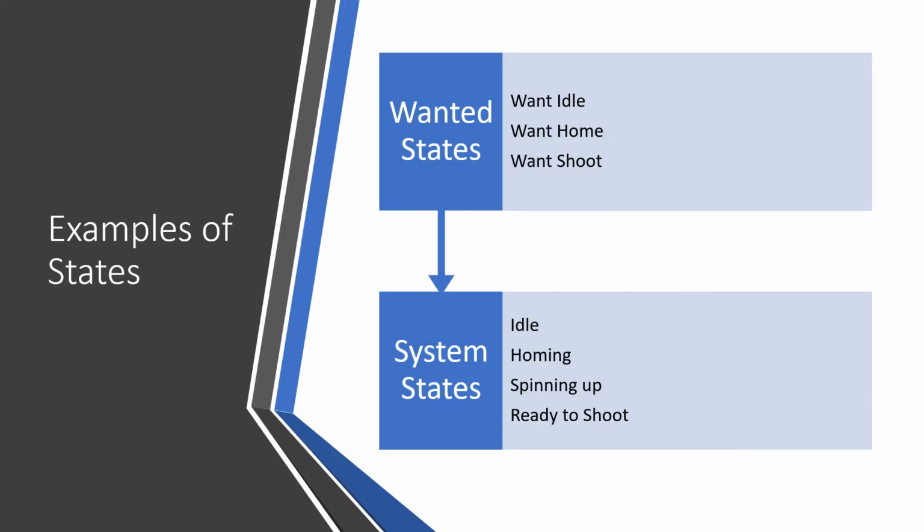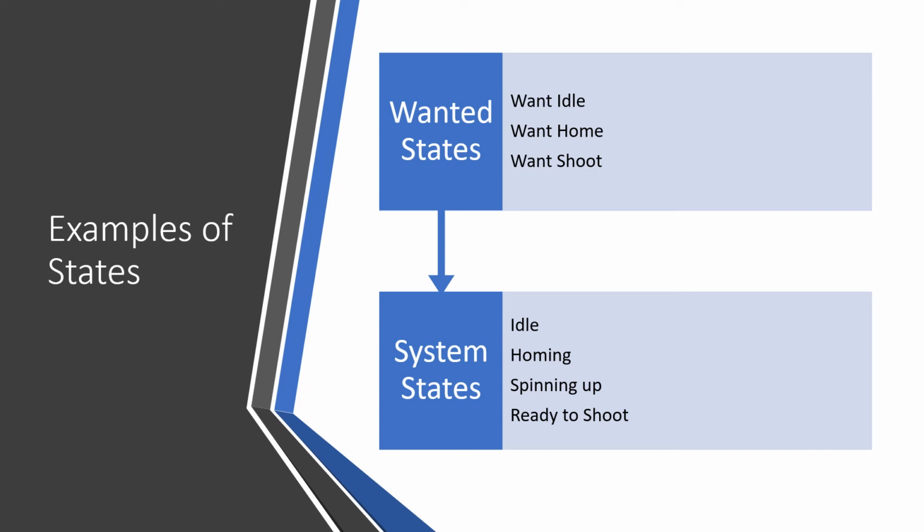Now I'm going to go over examples of the different states. This is the difference between the naming conventions of a wanted state and a system state. This is for a shooter mechanism. We have a want idle state, a want home, or a want shoot. The want idle is converted to just idle. The want home is converted to homing.